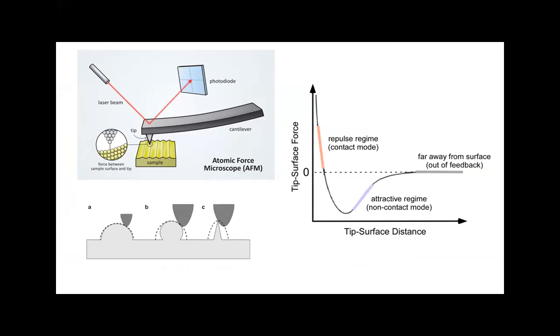I'll get into these different modes, but essentially, it depends on how far away we are from our surface. This is our tip surface distance. Here's the surface of our sample. As we bring the tip in closer, you can see we go from nothing into a negative interaction. And as we get even closer, when it actually makes contact with the surface, we'll get a positive reaction.